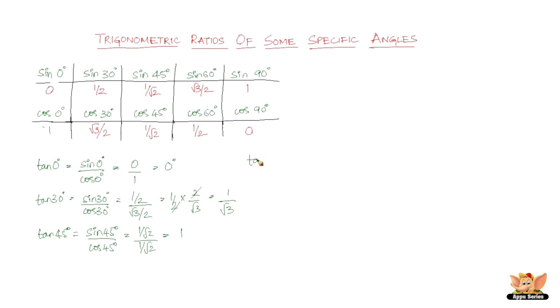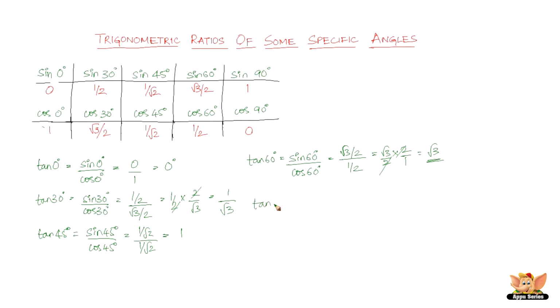So tan 60 degrees is going to be sine 60 divided by cos 60. So sine 60 is root 3 by 2 and cos 60 is 1 by 2. So root 3 by 2 into the reciprocal of the other fraction. 1 by 2 becomes 2 by 1. 2 and 2 get cancelled. So we've got tan 60 as root 3.